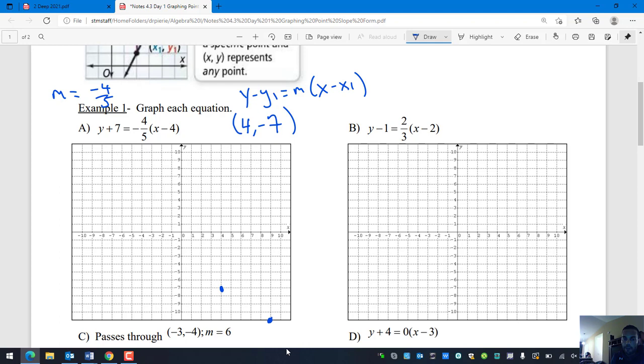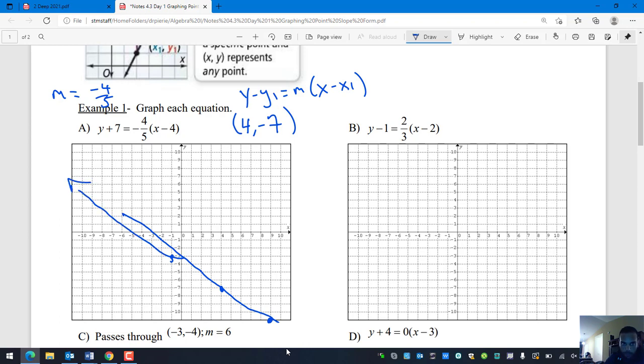Okay, instead of going down 4 over 5 to the right, I could also go up 4, 1, 2, 3, 4, and then over 5 to the left, 1, 2, 3, 4, 5. Okay, so I've got 3 points, and it's going to be a little bit difficult to make it perfectly straight, but your line should look something like that.